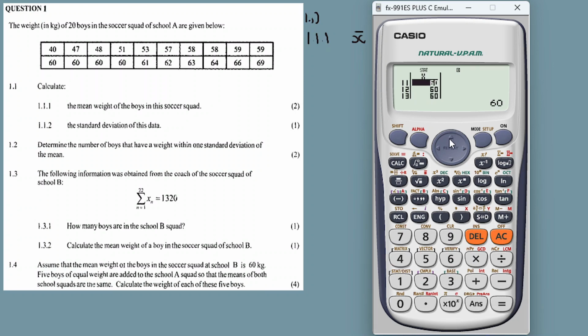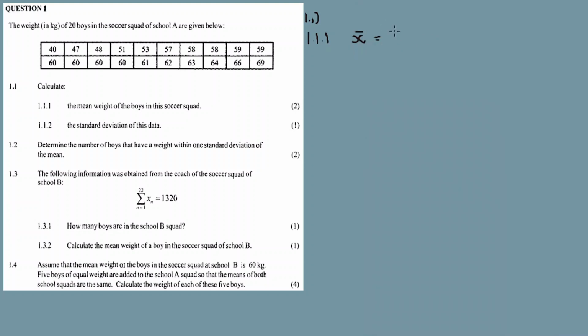So I have already entered my data set, all the values, into my calculator. AC, shift 1, I want variance. Yeah, now number 2, I want x bar. So x bar is equal to 57.75 kilograms. This is the mean or the average weight of this soccer squad.